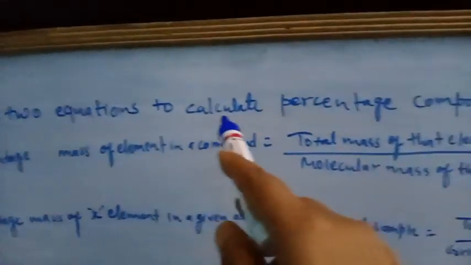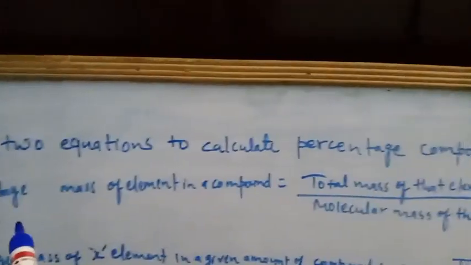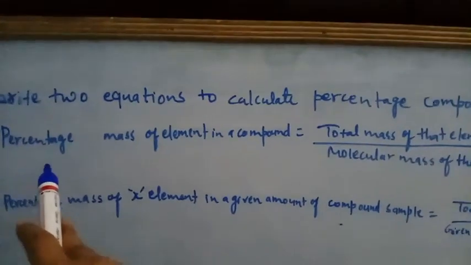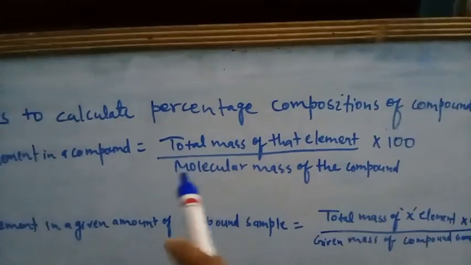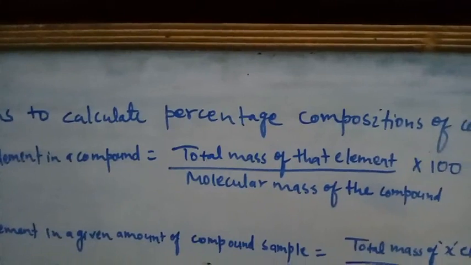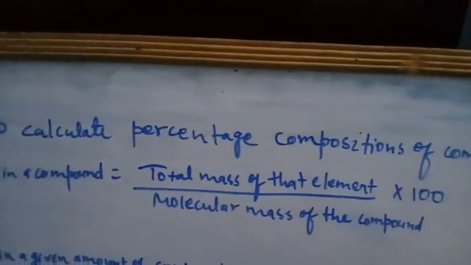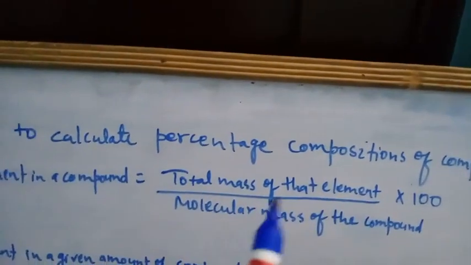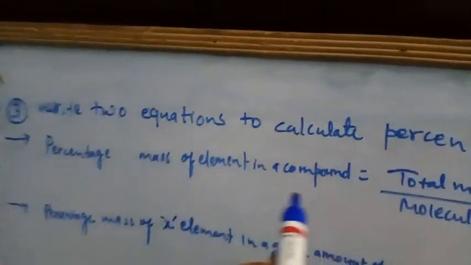Okay. The next question was to write two equations to calculate the percentage composition of a compound. So I gave you two equations. The first one is percentage mass of an element in a compound is equal to the total mass of that element divided by the molecular mass of the compound into 100. If it is just asking to find the percentage mass of an element present in a compound, you have to find the molecular mass of the compound, and from that calculate the total mass of the element. Put the values here into 100, and you will get the percentage mass of the individual element in a compound.